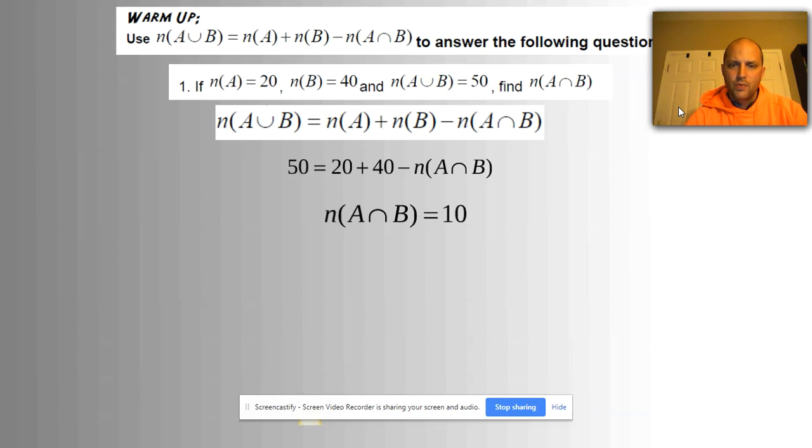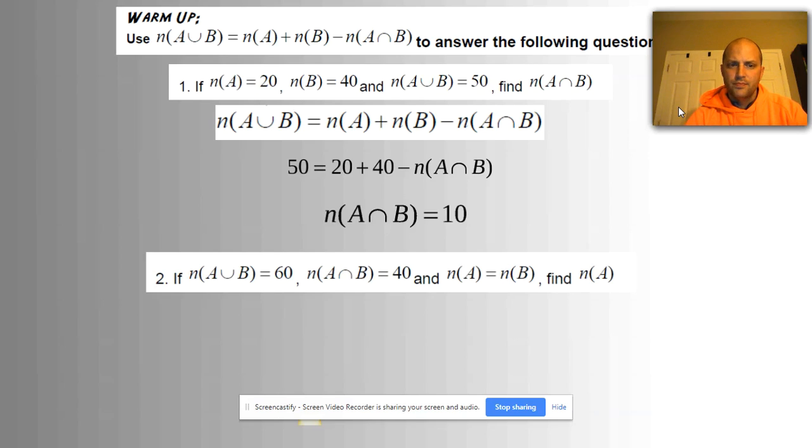So in the next one, this time they give us the union, the overall of A and B added together, is 60. The intersection is 40. They want us to know what the numbers in A are. Well, they also tell us that A and B are the same.